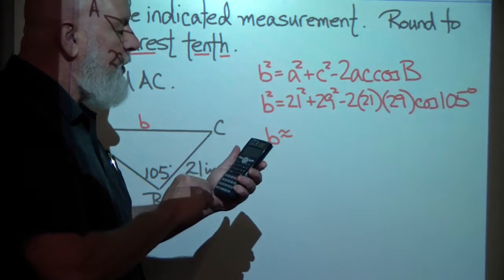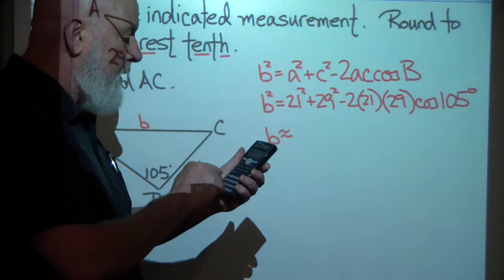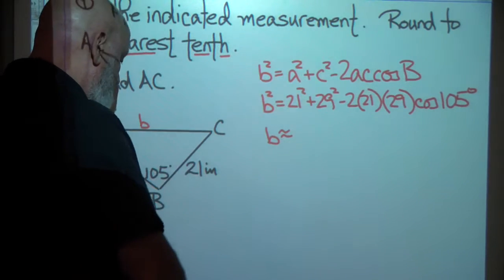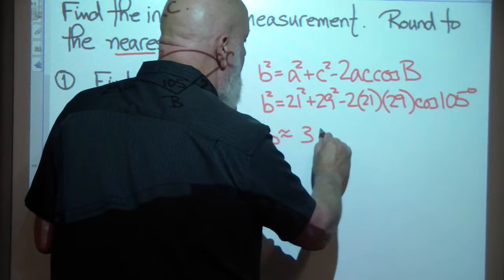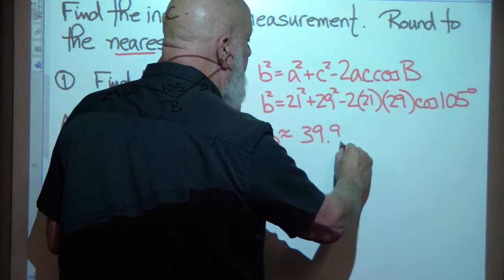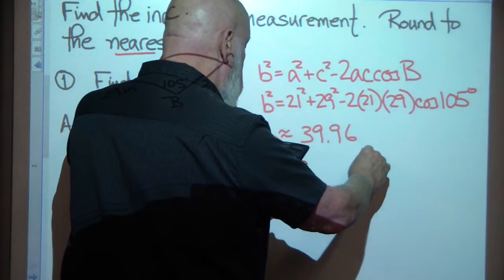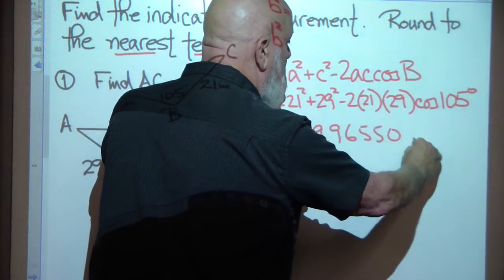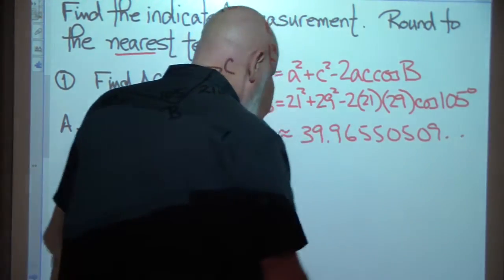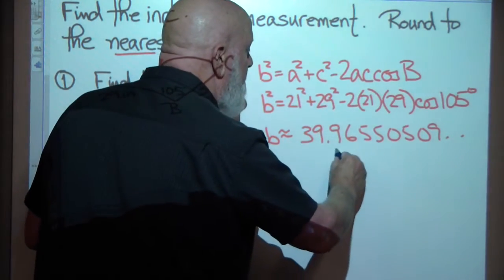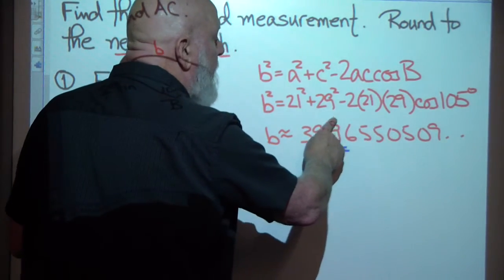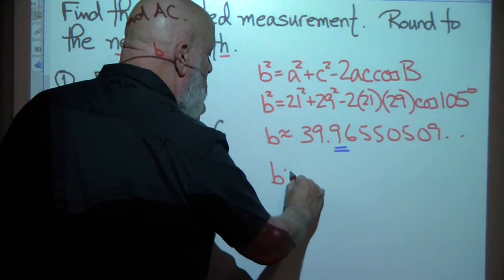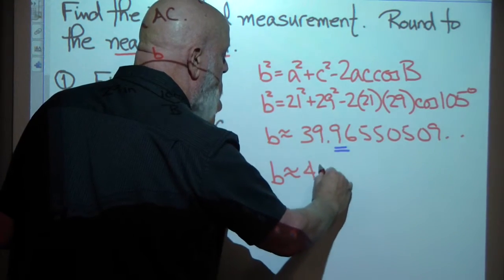I got 1597.241597. Take the square root. I got 39.96, and it goes off my screen. I want to round it to the nearest tenth. This will round up to a 10 and carry the 1, so that will be 40.0. B is approximately 40.0.